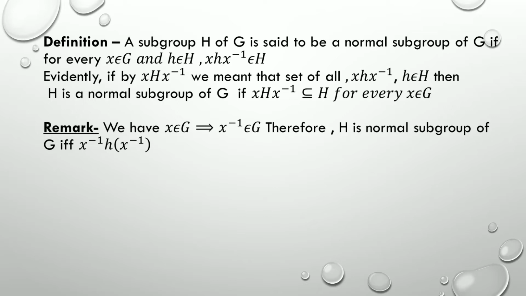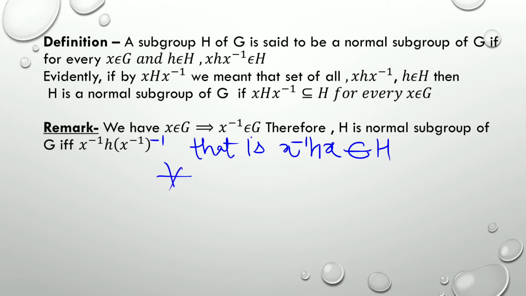Remark: if we have x belongs to capital G, it implies x inverse also belongs to capital G. Therefore, H is a normal subgroup of G if x inverse H (x inverse) to the inverse, that is x inverse H x, is contained in capital H, that is x inverse h x belongs to capital H for every x belongs to capital G and for every h belongs to capital H.